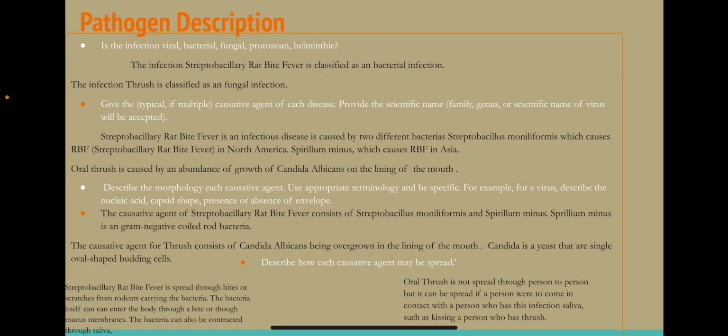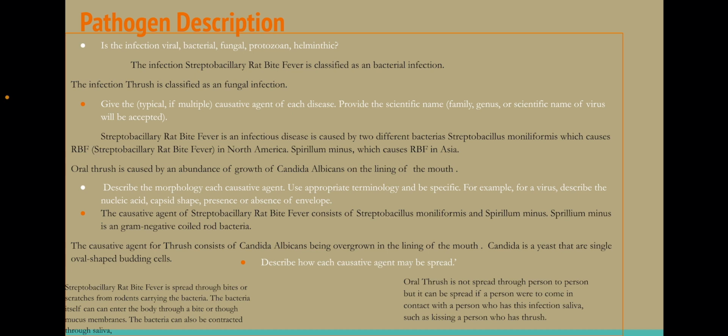Pathogen description. Is the infection viral, bacterial, fungal, protozoan, or helminthic? The infection, Streptobacillary rat bite fever, is classified as a bacterial infection. The infection, thrush, is classified as a fungal infection. Give the causative agent of each disease.